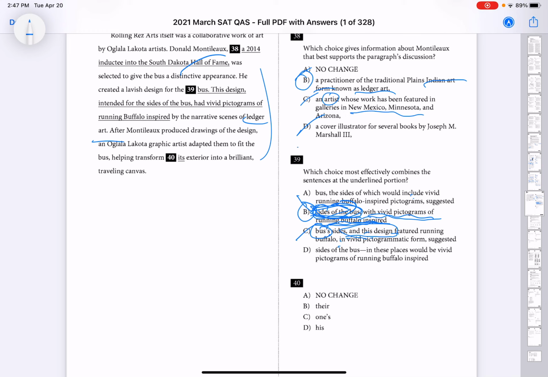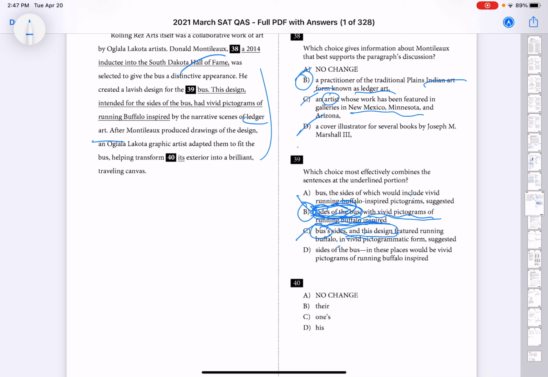Let's take a look at number 40. After Montelieu produced drawings of the design, an Oglala Lakota graphic artist adapted them to fit the bus, helping transform its exterior into a brilliant traveling canvas. Okay, so what is the object in this sentence? So let's go through each of these again.